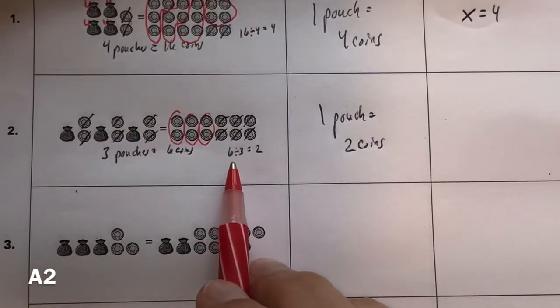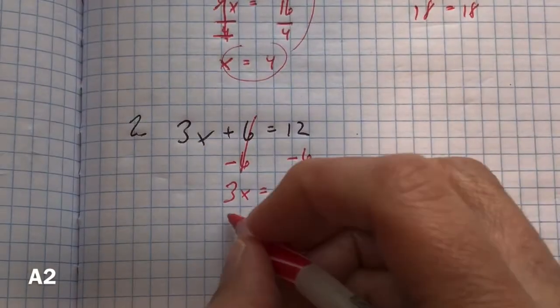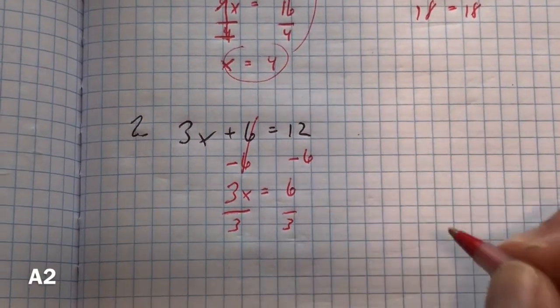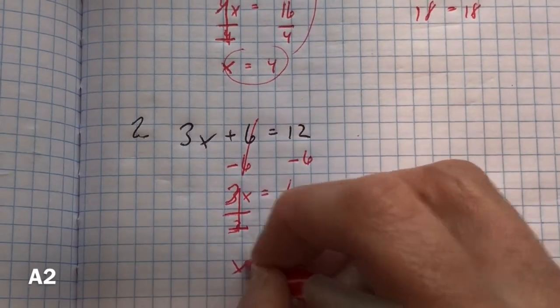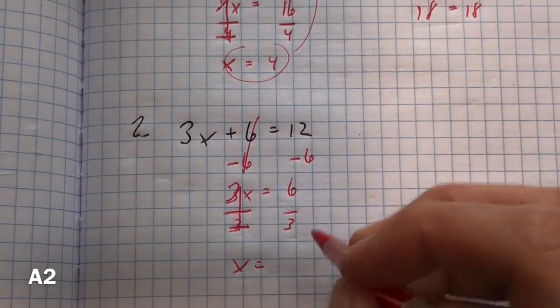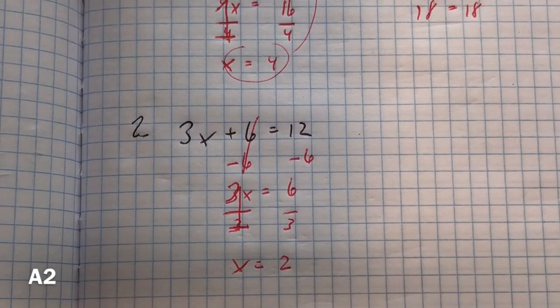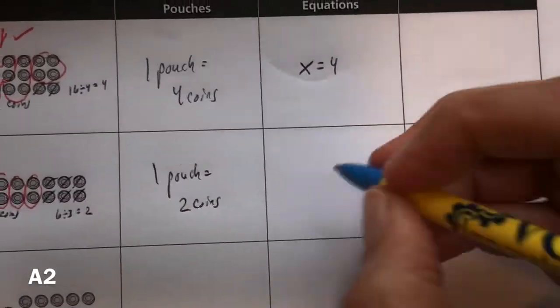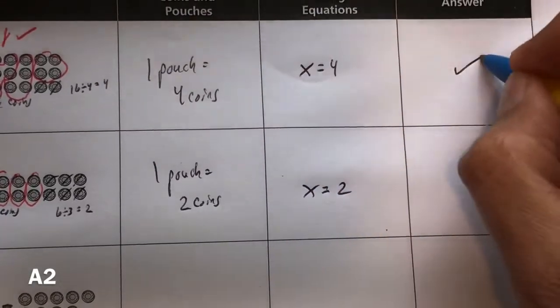Just like we did here, we did dividing. 6 divided by 3 equals 2. So I will divide both sides by 3. This becomes a 1x, and I'm left with 6 divided by 3 is 2. Okay. So our solution over here was x equals 2.